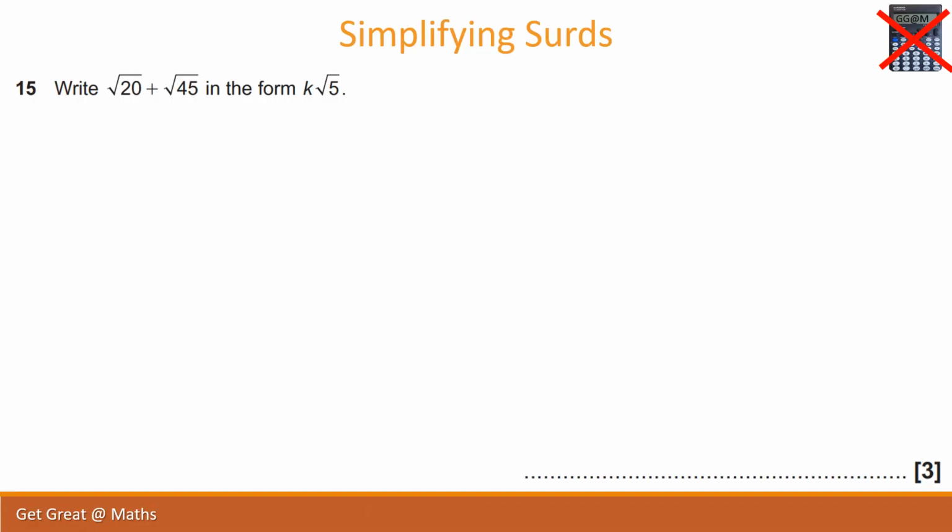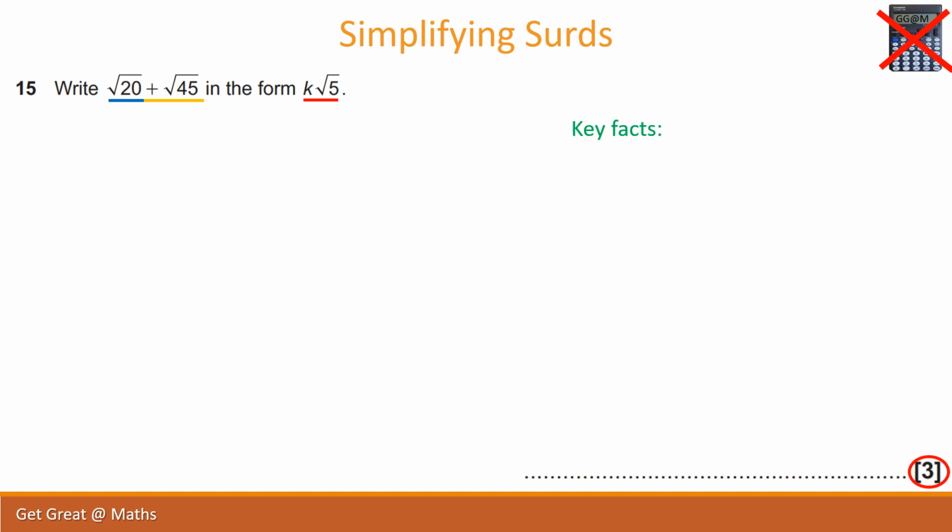Now this question is on simplifying surds. We know the question has got surds in it because there is a square root with a number underneath. That's all a surd is, a number with a square root. The key terms of this question are root 20 plus root 45, which are both surds, and we've got to leave our answer in the form k root 5, which means there's going to be some number multiplied by root 5 in our answer, and we've got to work out what that value of k is. This is worth 3 marks.